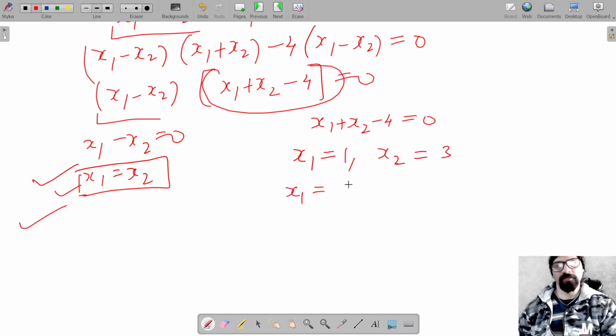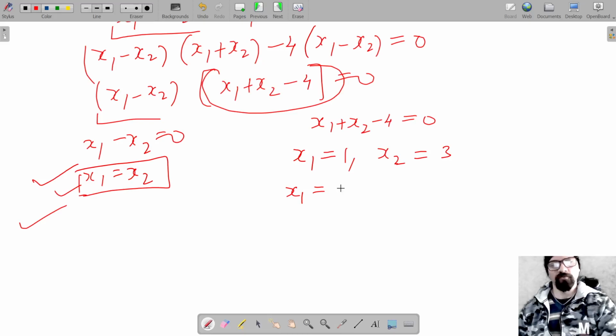And if I put x1 is equal to 3, and if I put x1 is equal to 1, which gives x2. Let's say I put x1 is equal to 0, which gives x2 is equal to 4.